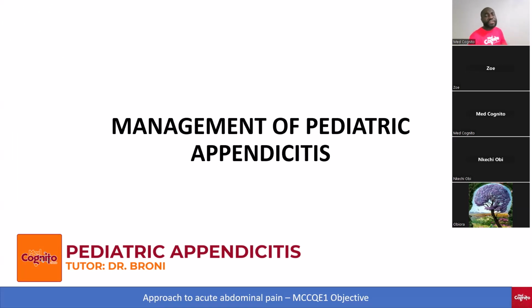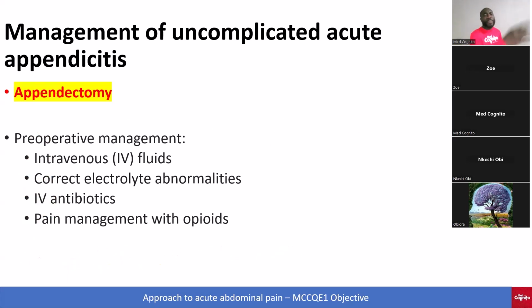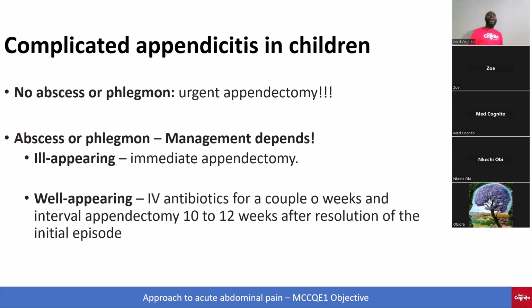Now, what's the management of pediatric appendicitis? Uncomplicated acute appendicitis, go for appendectomy. And before appendectomy, give the patient some fluids, correct electrolyte abnormalities, IV antibiotics, and pain management with opioids. Okay? Appendectomy, appendectomy, appendectomy. Now, what if the patient did not present early, presented 4 or 5 days later, and the patient has no abscess and no phlegmon? They should also get appendectomy.